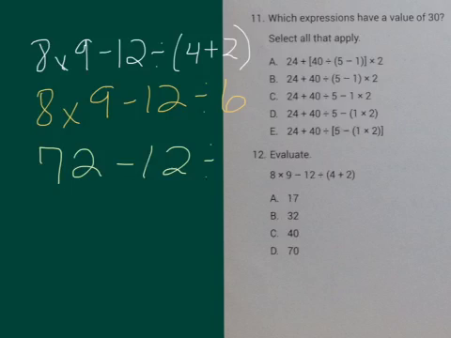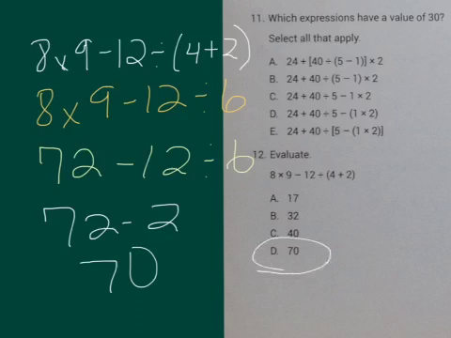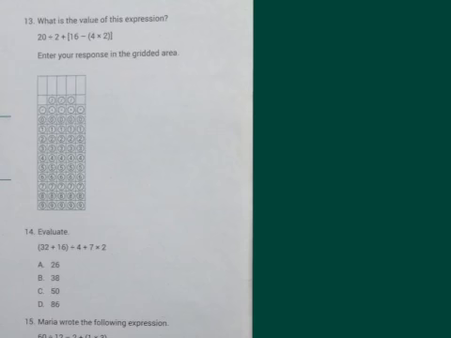So our next step is going to be divide 6 divided by 12, and that is going to go 2 times, so we're going to write our 72 minus 2, and so our answer is going to be D, which is 70. Let's go ahead and do number 13. So number 13, it just says what is the value of this expression?